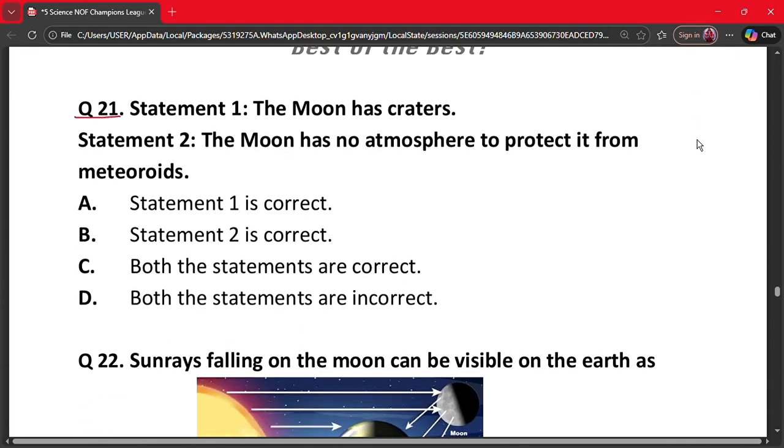Question number 21. Statement 1. The moon has craters. Statement 2. The moon has no atmosphere to protect it from meteoroids. A. Statement 1 is correct. B. Statement 2 is correct. C. Both the statements are correct. And D. Both the statements are incorrect. So the correct option is option C. Because the moon has no atmosphere to burn meteoroids, so they directly hit the surface forming craters.